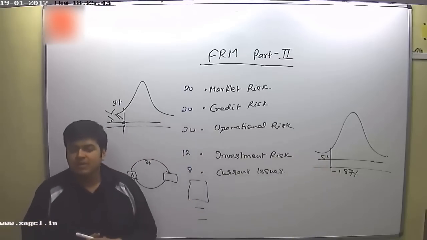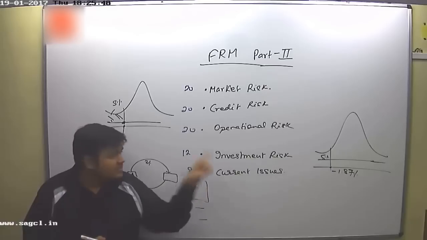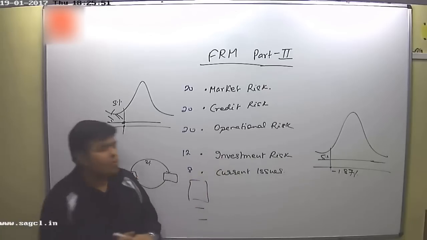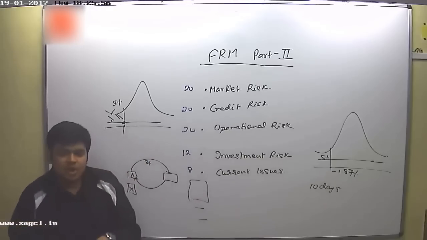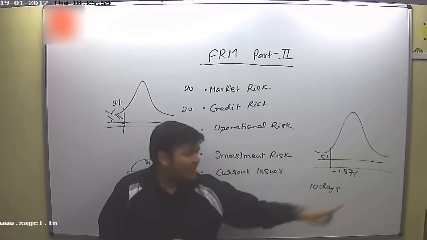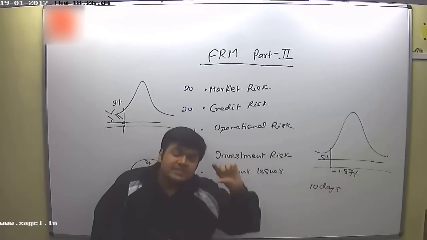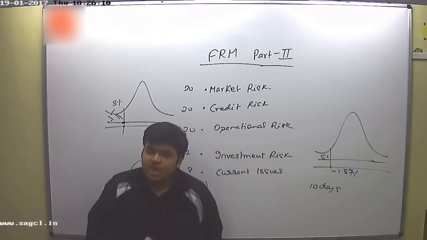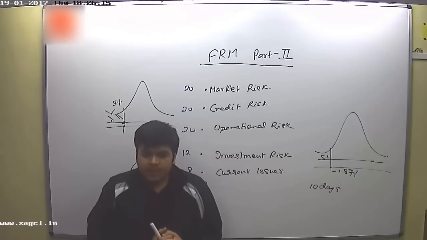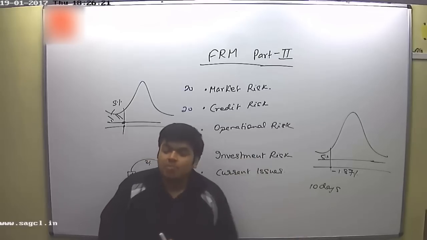Suppose I collect 200 days of data. If this model is absolutely accurate, 5% of 200 days is 10 days. If this model is accurate, only 10 days out of 200 days, my return should be lower than minus 1.87%. Now, if for example the return is lower than minus 1.87% on 12 days out of 200 days, the difference is known as exceptions. How many exceptions are there? If there are too many exceptions, that means your model is not working well.